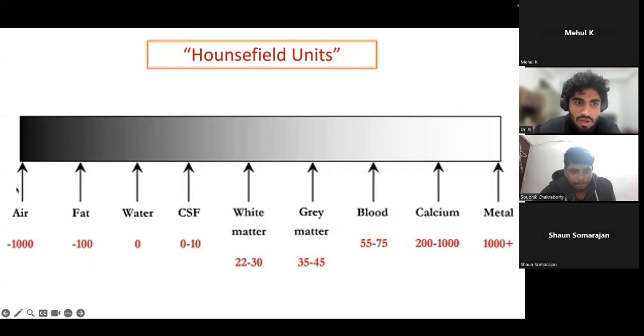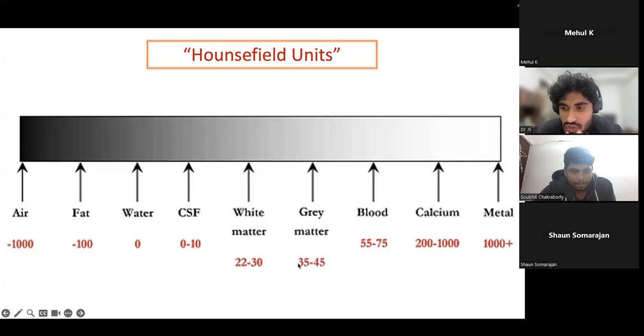So here we have what? In English, air is called air, AIR. In CT language, it is denoted as a Hounsfield unit. Okay, so on the Hounsfield unit scale, -1000 is air, 0 is water, and CSF is at 0 to 10. Then white matter is what? It is fat with some water. So it is somewhat denser, but not purely fat, right? It is somewhat mixed with some tissues as well. So it is 22 to 30. Then gray matter is 35 to 45.